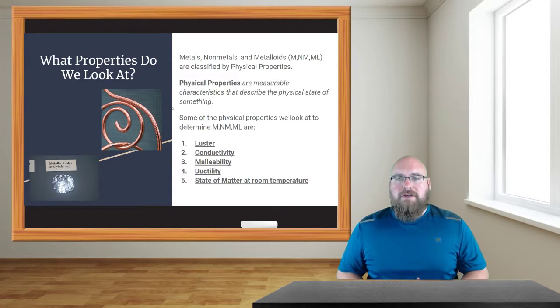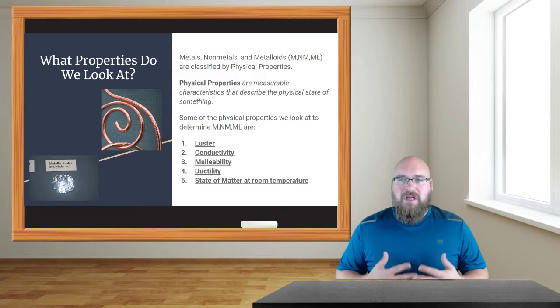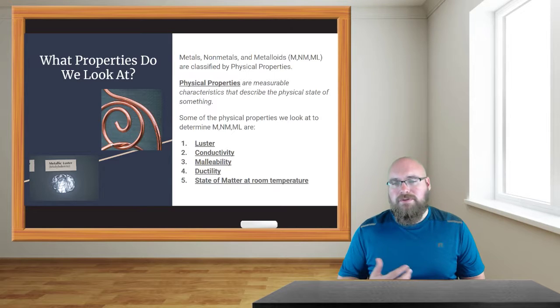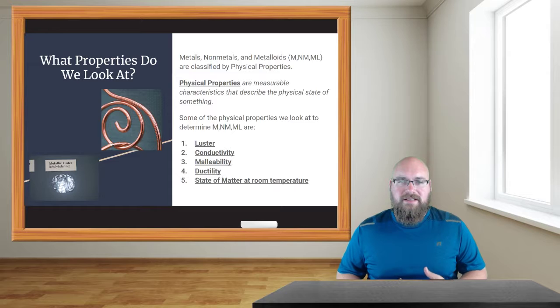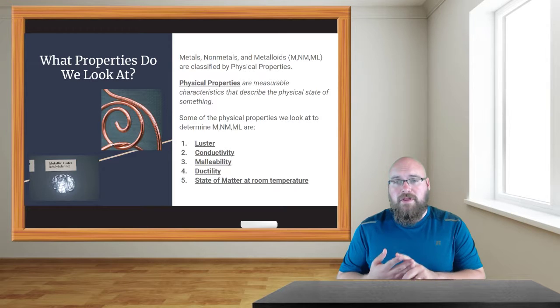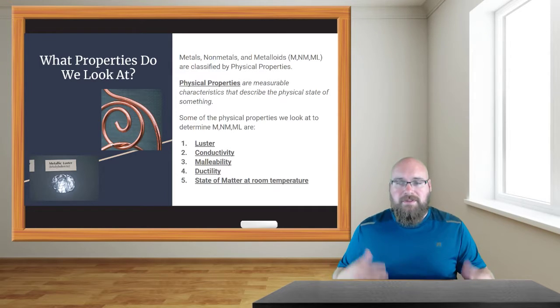So what properties are we going to look at? Well, metals, nonmetals, and metalloids, M, NM, and ML, are classified by their physical properties. Physical properties are measurable characteristics that describe the physical state of something. Not how it reacts, but how it is naturally, how you can see it, sometimes smell it, sometimes what it feels like, and a couple of other things that you can measure without changing the substance.